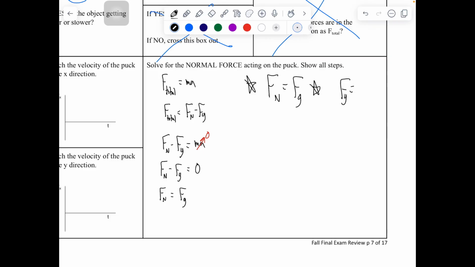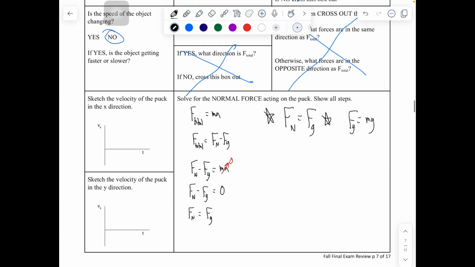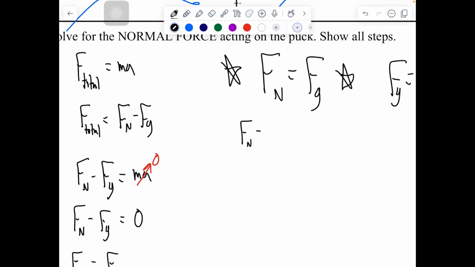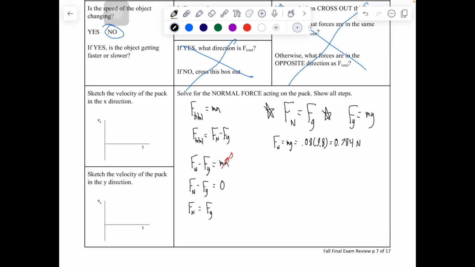We know an equation for Fg. It is m times g, the acceleration due to gravity. We know our mass, 0.08 kilograms. So the normal force must be equal to m times g. The mass is 0.08. G on the surface of the Earth is 9.8. If we take this with our calculator, 0.08 times 9.8 gives us a normal force of 0.784 newtons.